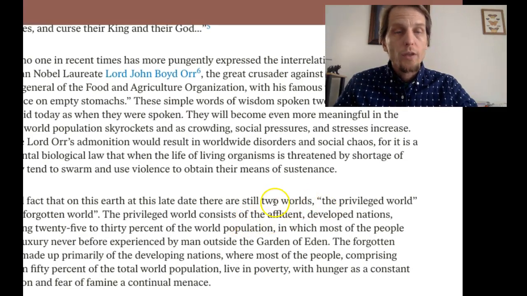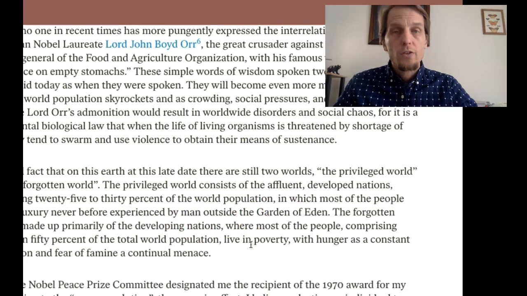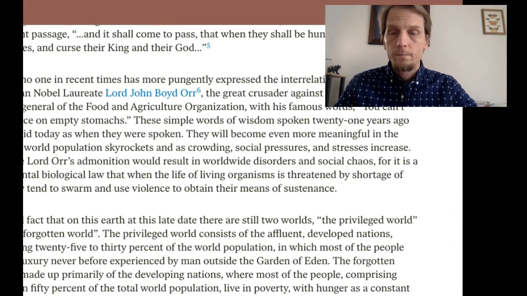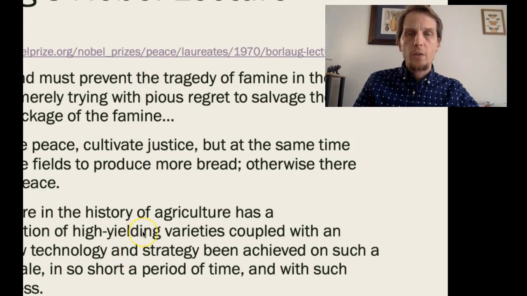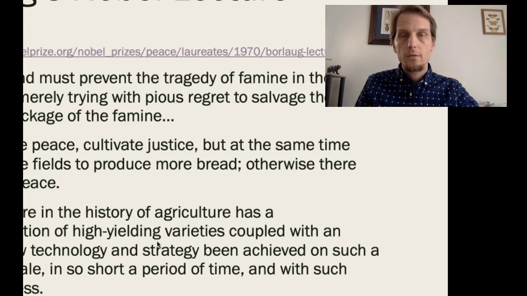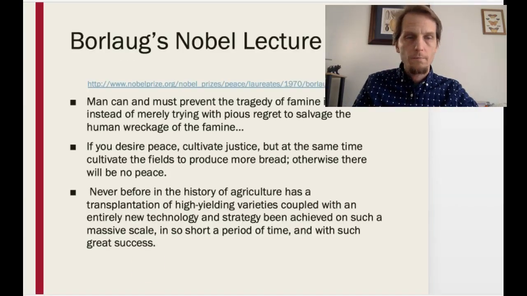There are two worlds that we exist in, the speech goes on, the privileged world and the forgotten world. We have the affluent in the developed nations, comprising 25 to 30% of the world population. And then we have everyone else outside the Garden of Eden. So, here's some more words from that speech. I will not read to you. I wanted to read those so you can go through here. But that was all from the speech of Norman Borlaug when he was given the Nobel Prize for Peace.